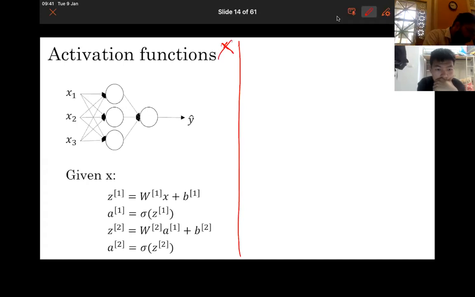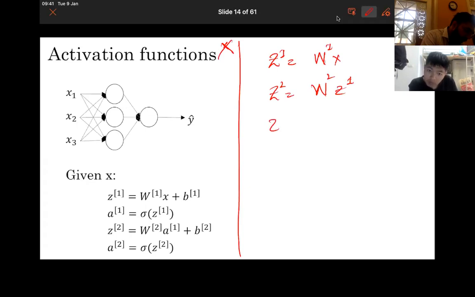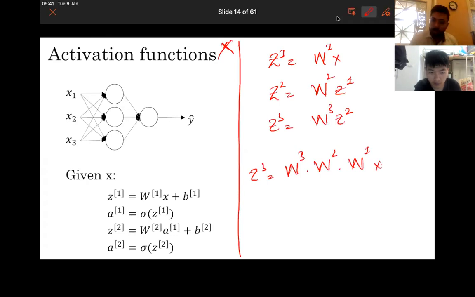I want to say that my first layer is just W1 times X. My second layer is W2 times Z1. And my third layer is W3 times Z2. And then I feed this to some loss function. So basically my output Z3 is W3 times W2 times W1 times X. No non-linearity, no activation function, just a simple composition of linear operations, of linear layers.